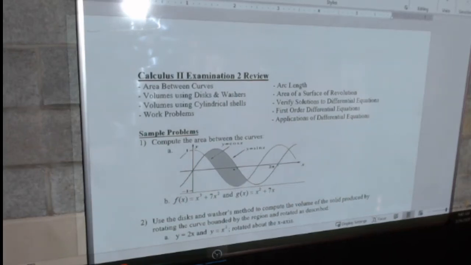So, what problems would you guys like to look at today? That could be anything from this review, any of the homework assignments. If you have a problem you just come up with, we can try it. Hopefully it works.